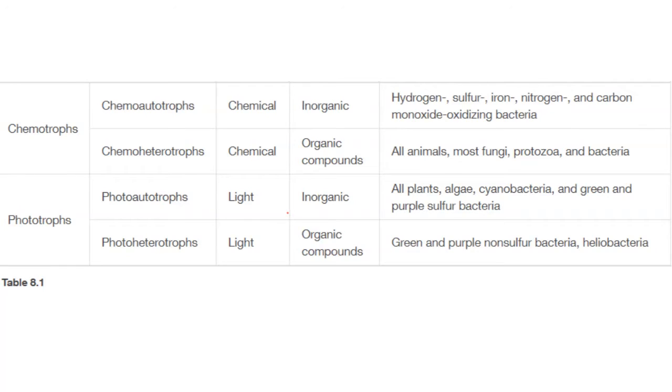The same with photoautotrophs and photoheterotrophs. Both receive their energy from light, but photoautotrophs receive their carbon from inorganic compounds, and photoheterotrophs receive their carbon from autotrophs.